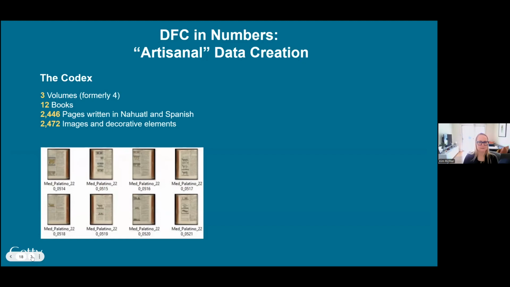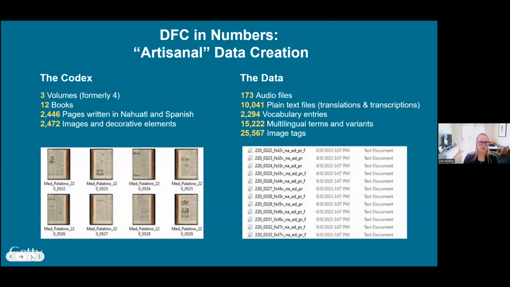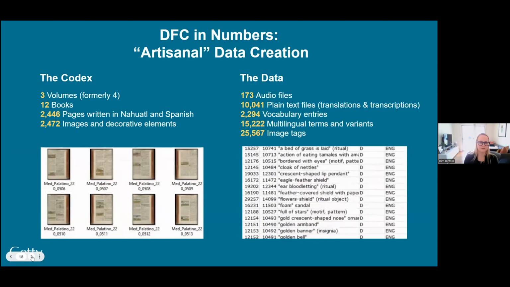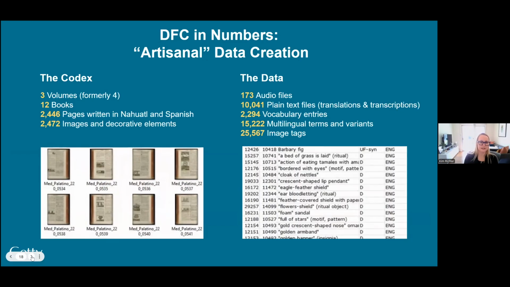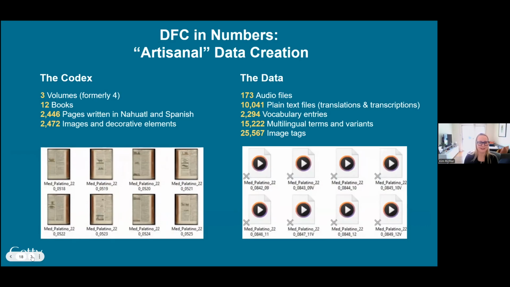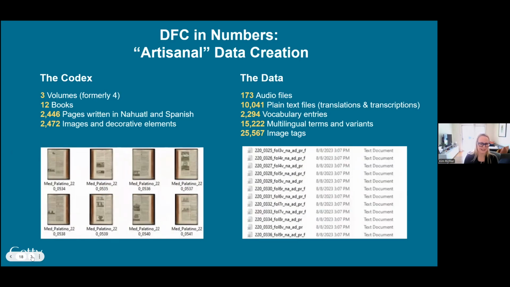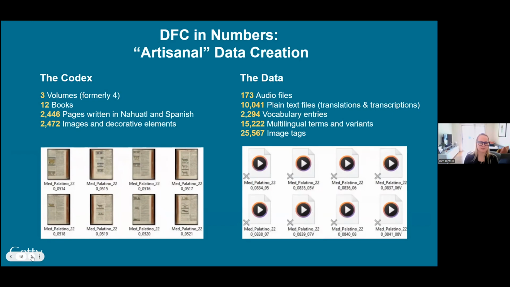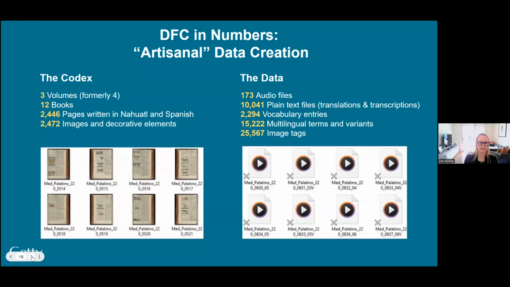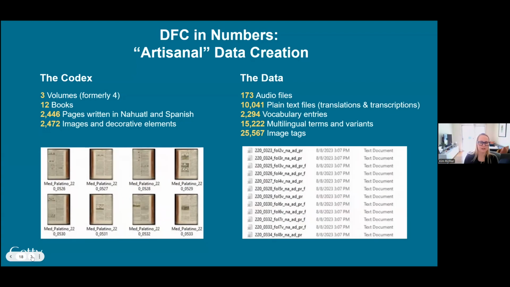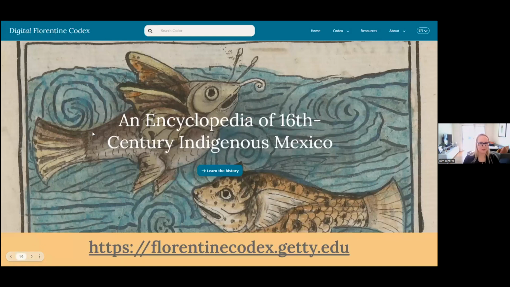The Florentine Codex is a massive compendium of information, nearly 2,500 handwritten pages with nearly as many images. To make the Digital Florentine Codex, the digitized folios of the codex were combined with an impressive quantity of data, data that was created in the old-fashioned way, by humans, by hand. The DFC aggregates audio files, plain texts, multilingual vocabularies, and a staggering number of keywords or tags assigned to the images of the codex so that they can be searchable. So now let's do a little walkthrough.